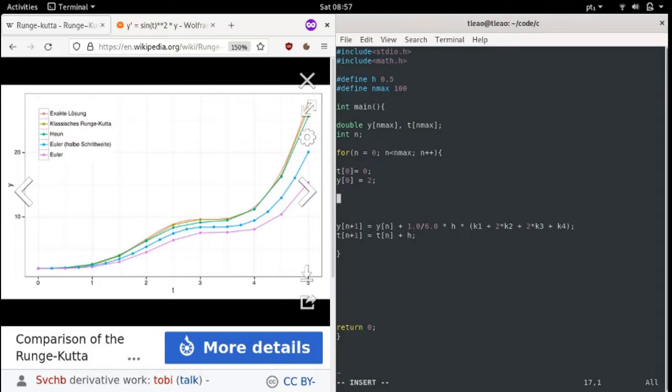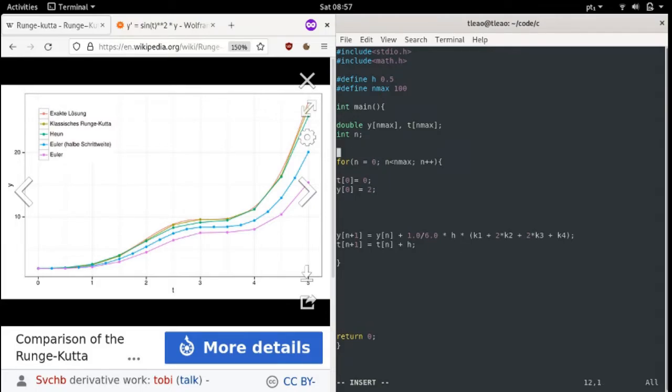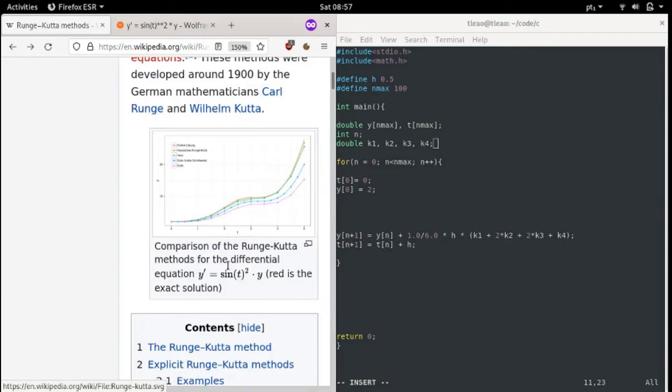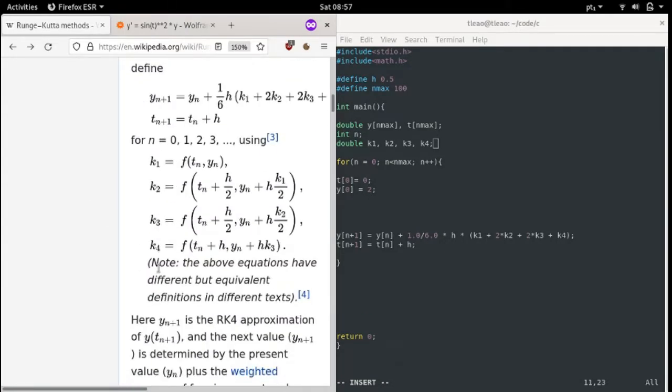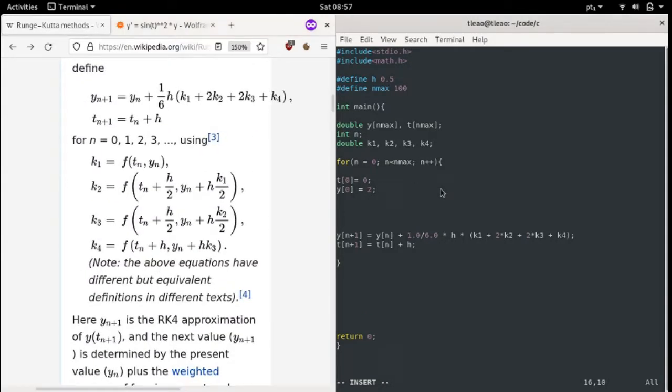Okay, so now we need to input the coefficients. Let's first declare these coefficients here. Double K1, K2, K3, K4. I'm not gonna use functions here. I could declare this equation here and then use it as a function, but I think it's simpler if you want to translate that into other codes, or if you want to implement it yourself, to not use the functions. So let's just declare these Runge-Kutta coefficients here, and let's just write their equations.